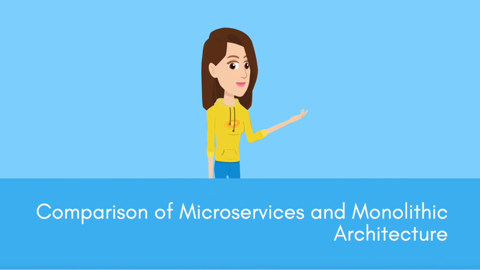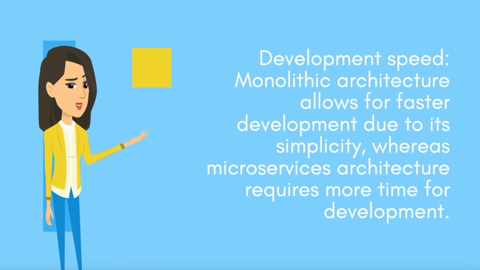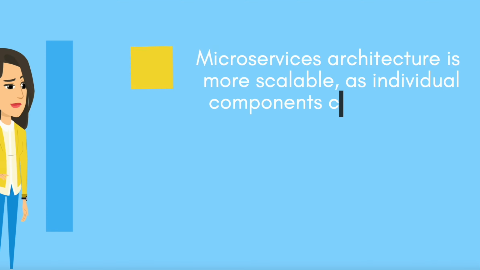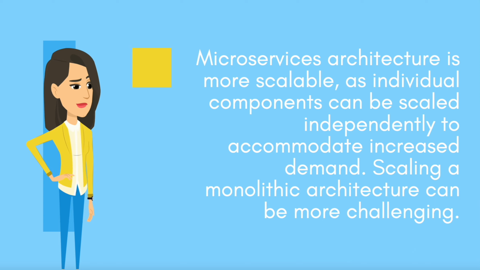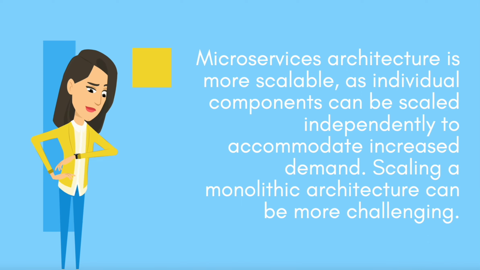Comparison of microservices and monolithic architecture. Development speed. Monolithic architecture allows for faster development due to its simplicity, whereas microservices architecture requires more time for development. Microservices architecture involves breaking down the application into smaller, more manageable components. Microservices architecture is more scalable, as individual components can be scaled independently to accommodate increased demand. Scaling a monolithic architecture can be more challenging.